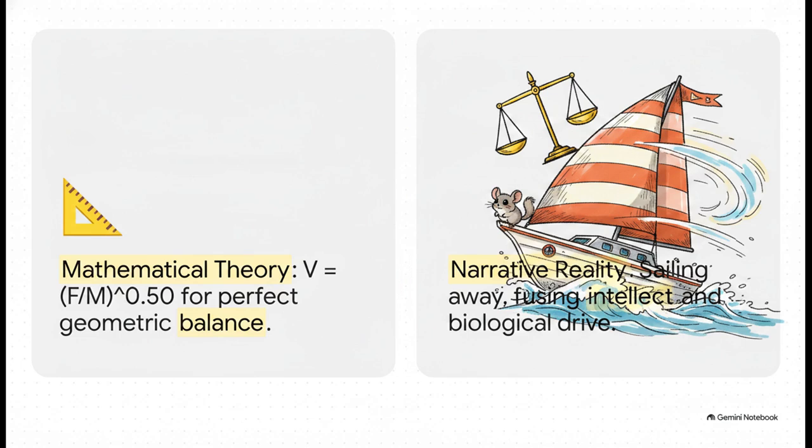Now, does that exponent sound familiar? It should. It perfectly mirrors the chinchilla scaling laws from earlier in the explainer. Their narrative getaway requires that exact, perfect, geometric balance between the raw force of the wind and the structural mass of the boat's hull. It just proves that their personal survival relies on them being the ultimate, compute-optimal system.